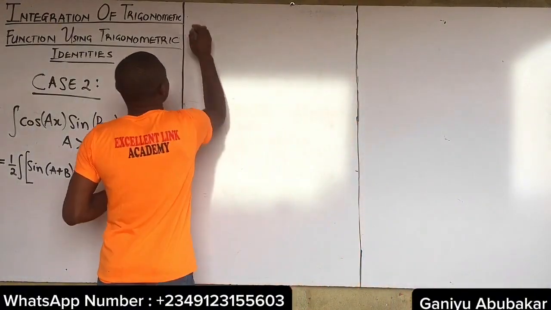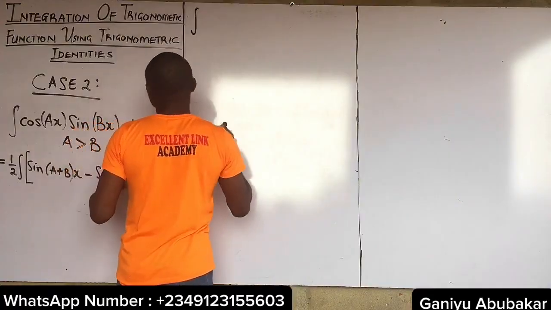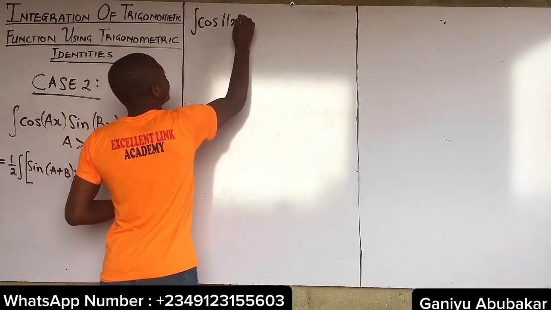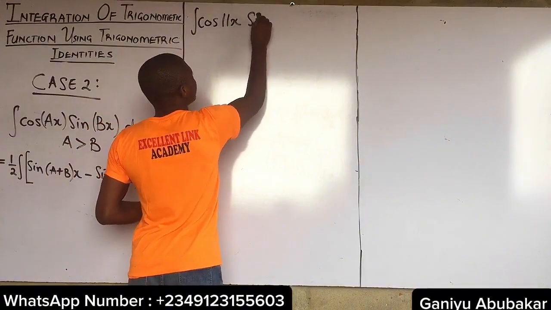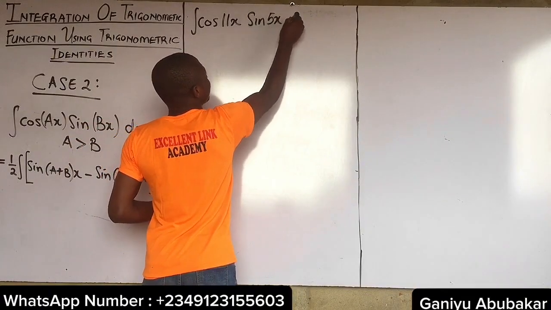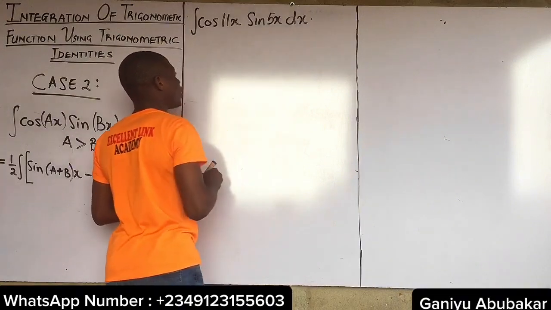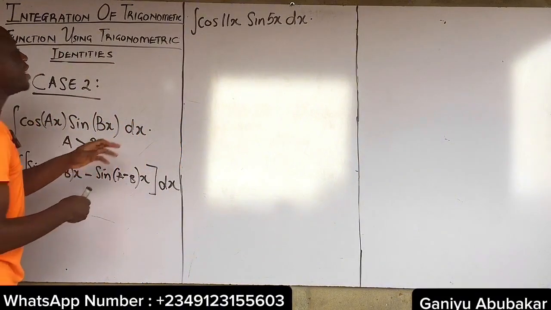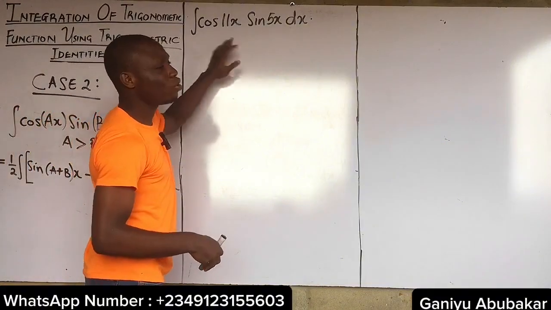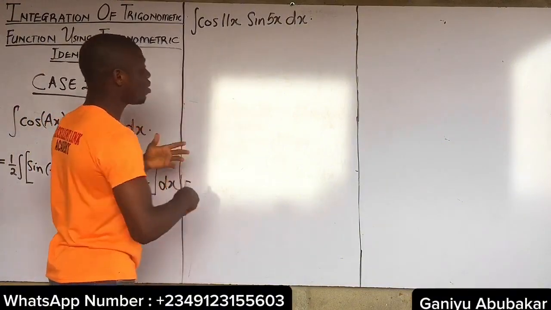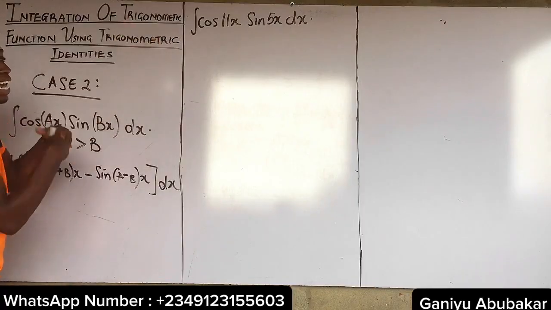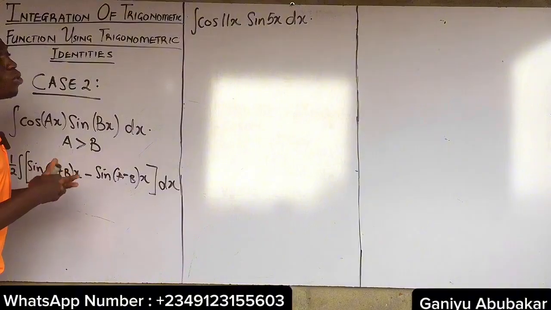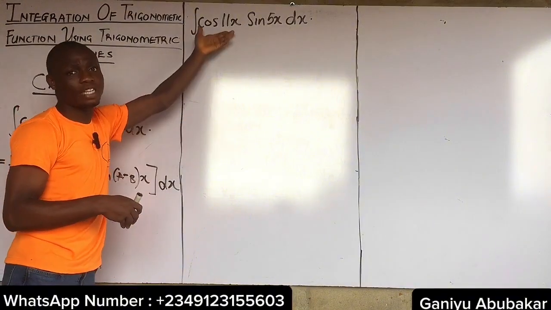Let's take a problem to further explain this concept. If I'm trying to integrate cos 11x sine 5x dx, how do I solve this? Observe that in this case I can't start saying let u be cos 11x and all those things. No. What's the concept here? This becomes the idea of integration of trigonometric functions using trigonometric identity. That's the concept here.